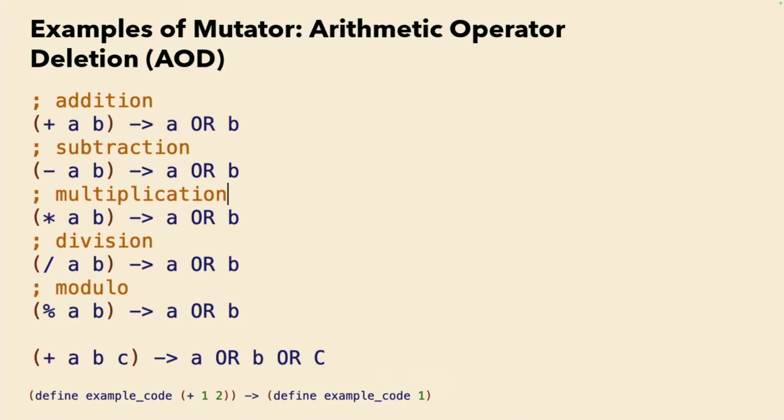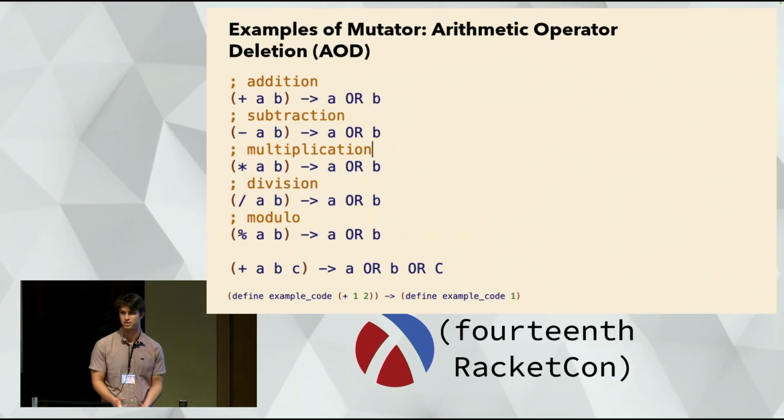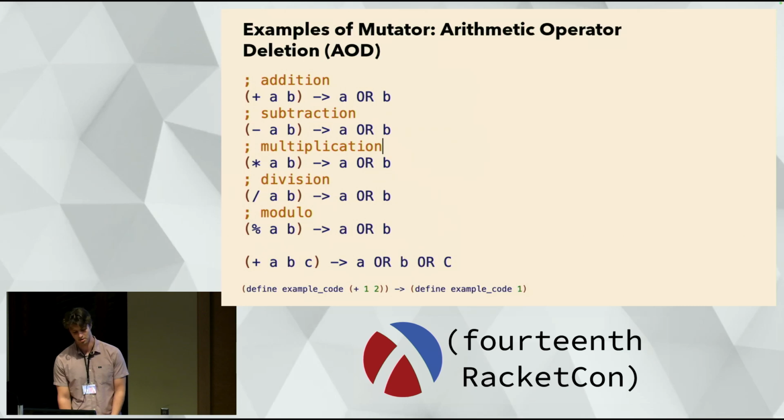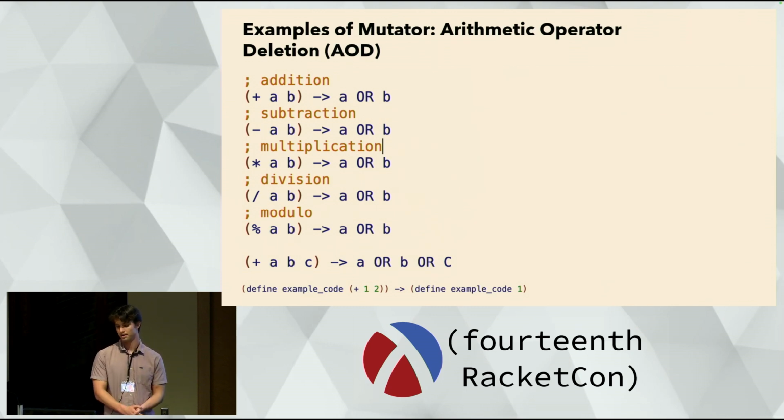So I want to take some time to talk about a type of mutator, just so you get a little bit more of an idea of what mutation testing looks like. This one is called the arithmetic operator deletion mutator, and it operates on arithmetic functions. So addition, subtraction, multiplication, division, and modulo. And what it would do, I'll just focus on the addition one, is you're adding two numbers, A and B. It would replace the whole addition expression with either A or B, and then run your test cases with that on there.